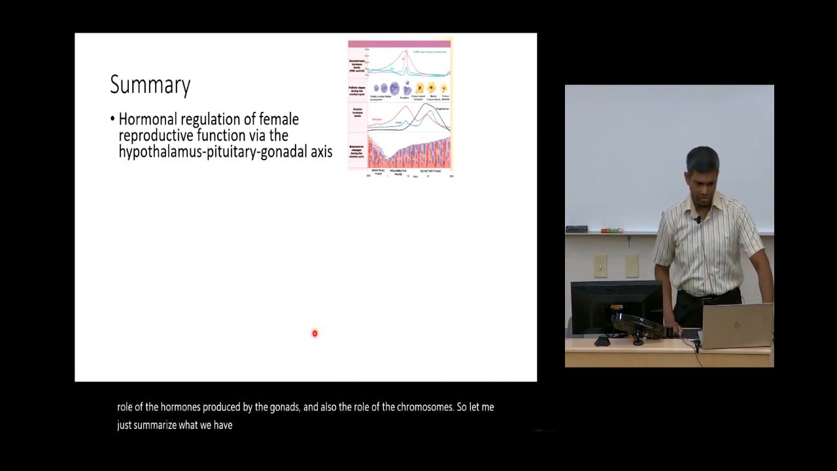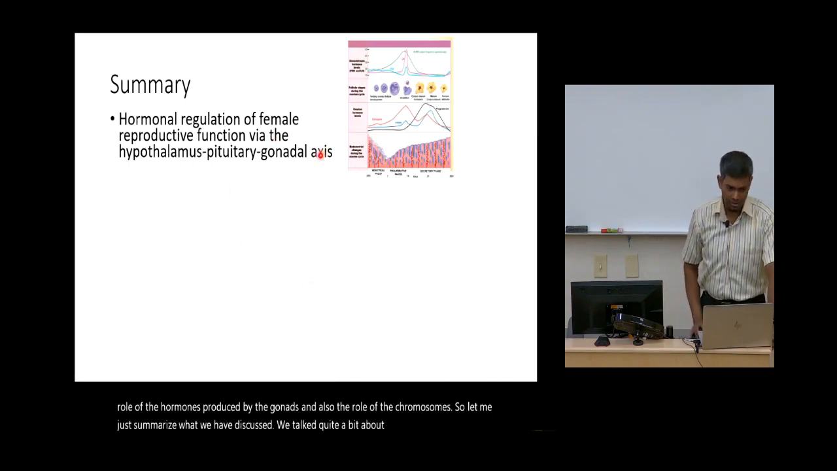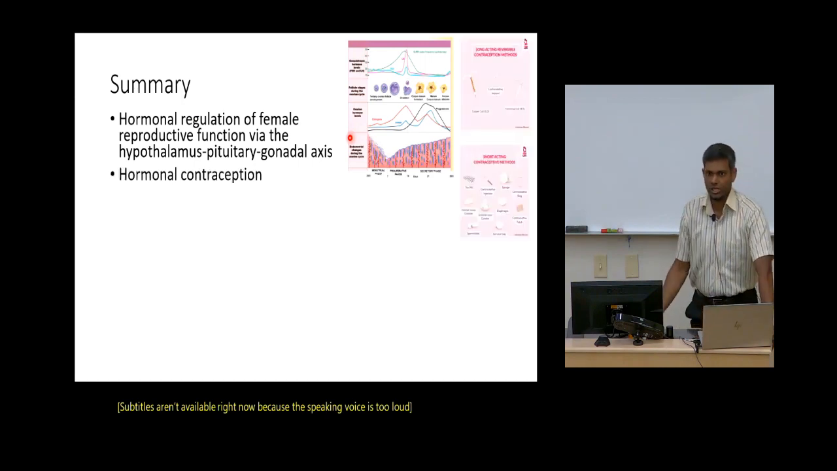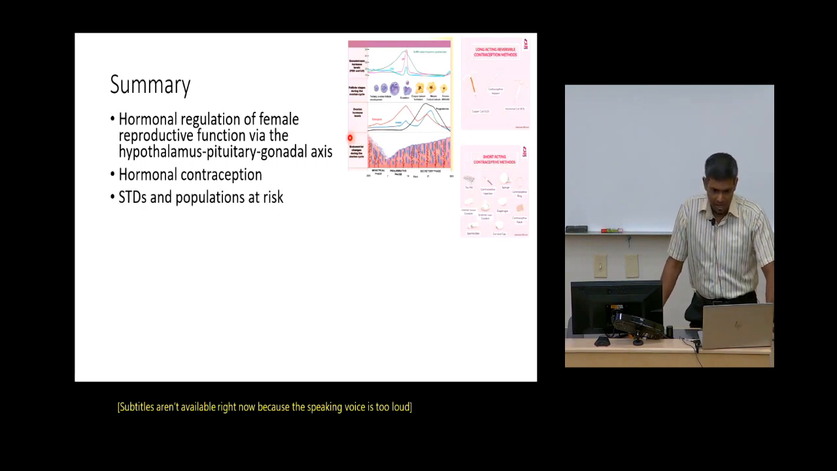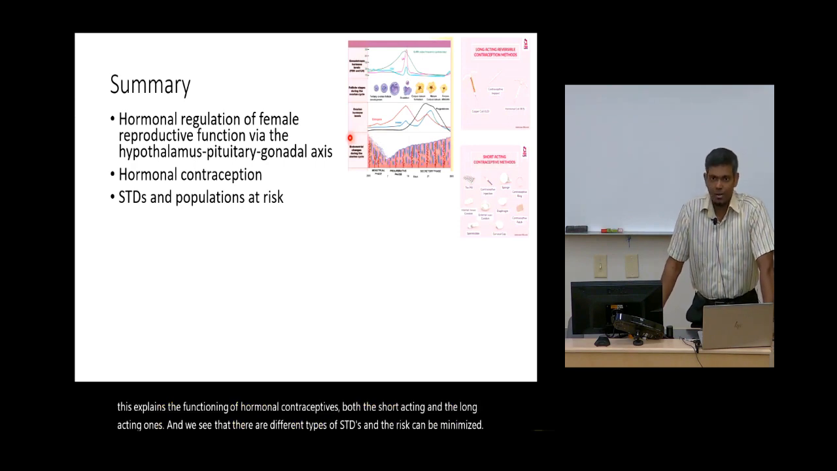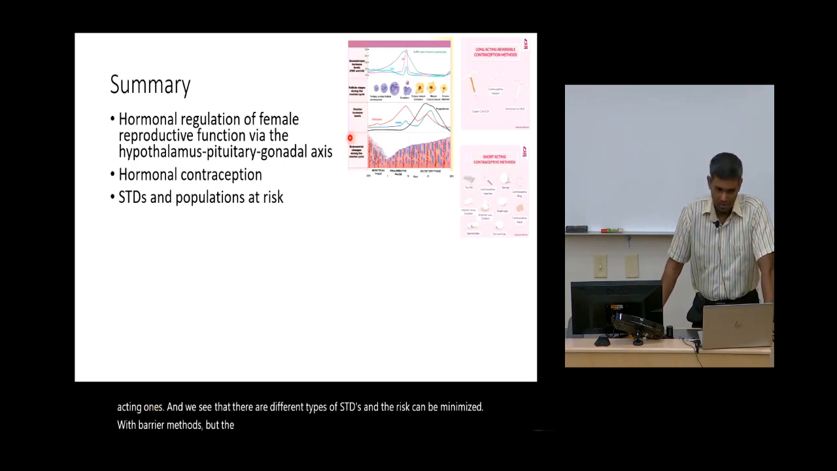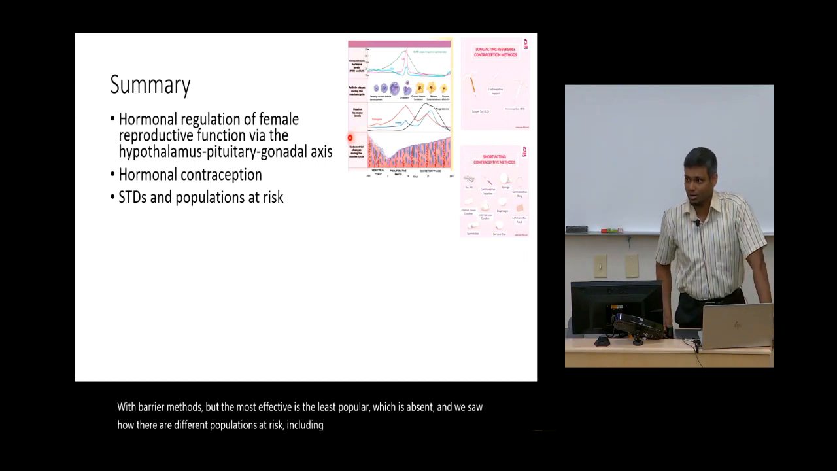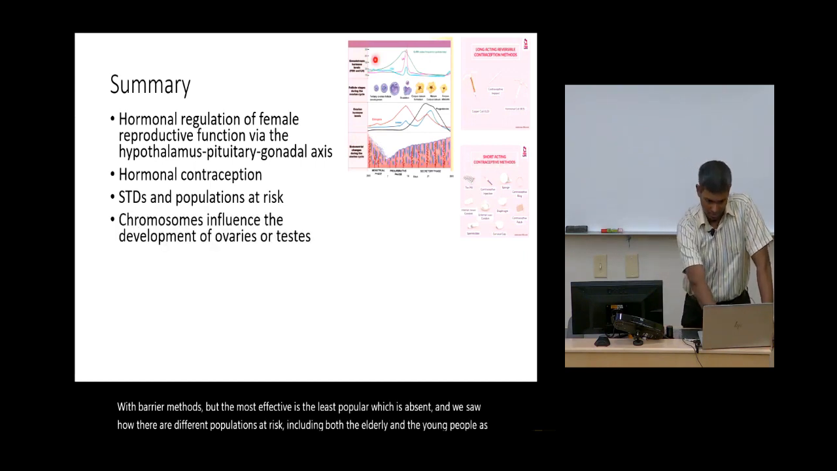So let me just summarize what we've discussed. We talked quite a bit about the hormonal regulation of the female reproductive function through the hypothalamic pituitary gonadal axis, and we saw how this explains the functioning of hormonal contraceptives, both the short-acting and the long-acting ones. And we see that there are different types of STDs, and the risk can be minimized with barrier methods, but the most effective is the least popular, which is abstinence. And we saw how there are different populations at risk, including both the elderly and the young people as well.